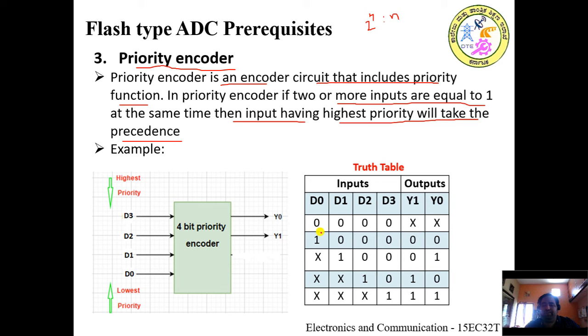Let's see the combinations here in the truth table. In the first combination, as you can see, all the inputs are zeros, meaning none of the inputs are active high.